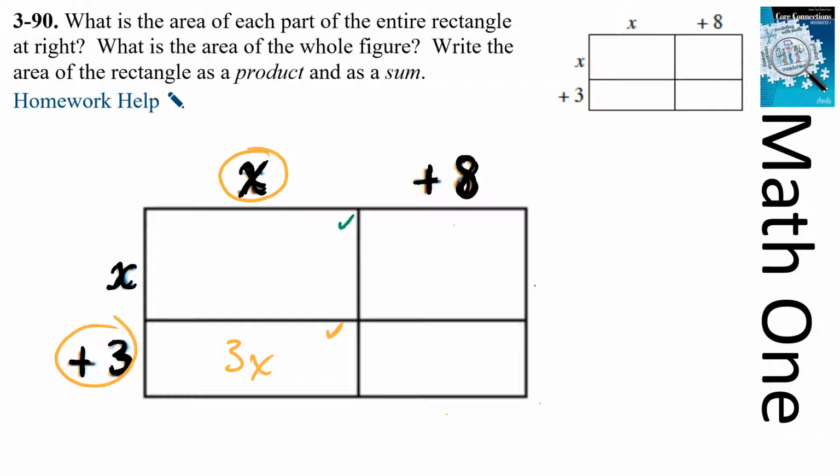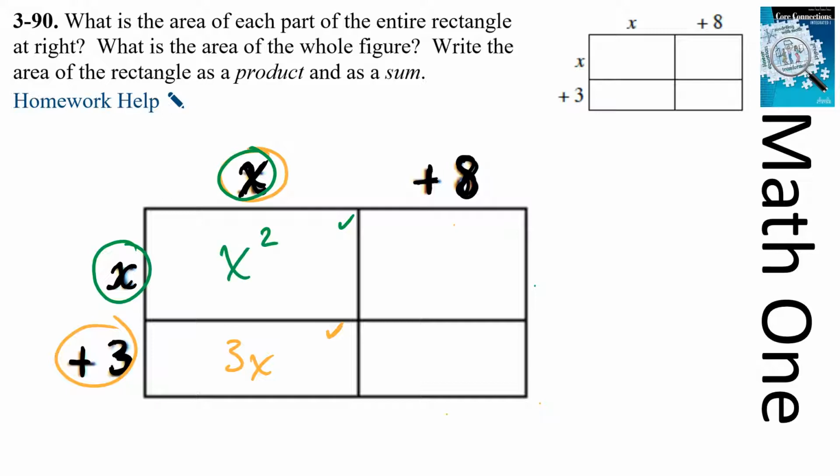The next part we'll look at is this. You can see above I've got an x and an x to the right, an x above and an x to the right. Doesn't look like a square, and this is just a generic area model, but when I multiply x times x, I get x to the second power.